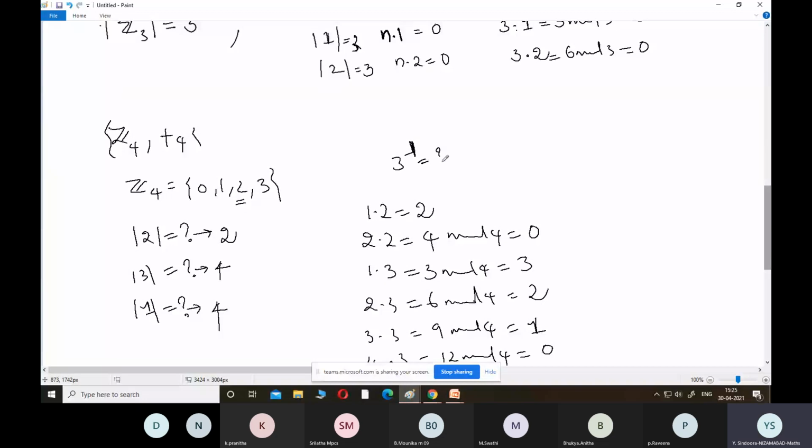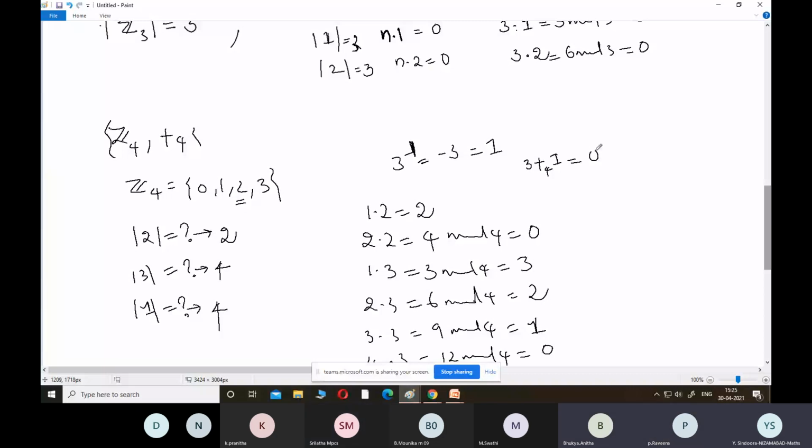What is 3 inverse? Just now we have discussed. 3 inverse is minus 3. But what is minus 3? 1, ma'am. Very good. It should be 1. Why? Because 3 added with 1 and taking modulo 4, I'll be getting 0. So 3 inverse is 1. Are we clear? Yes, ma'am.